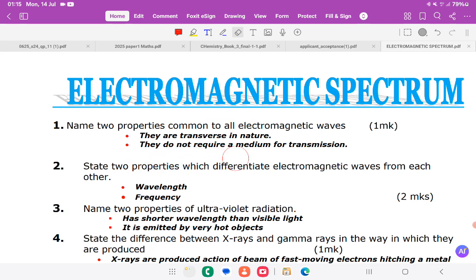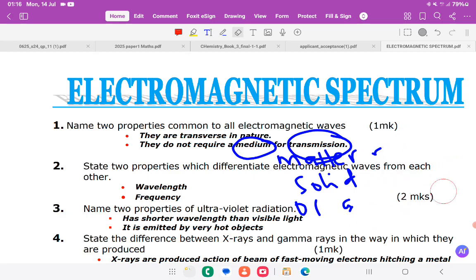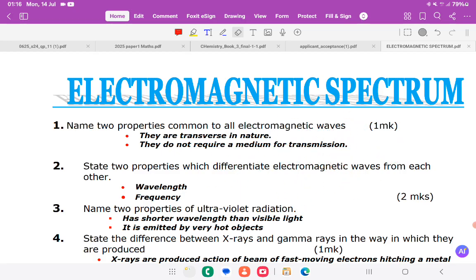Electromagnetic waves also do not require a medium for transmission. So these do not need a material medium. Remember, by medium we mean matter, such as a solid, a liquid, or gas. So these can be transmitted in a vacuum. Their transmission does not require the presence of matter.